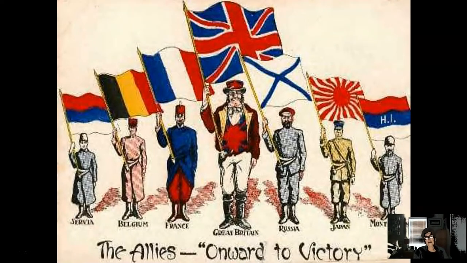So what you're looking at right now is a postcard. It was printed in Great Britain, showing all the Allies. I can date this postcard just by looking at it. Who's missing? Which ally is missing? The United States. By looking at this postcard, I know this was printed before April 1917. The U.S. will not enter the war for 2.5 years.